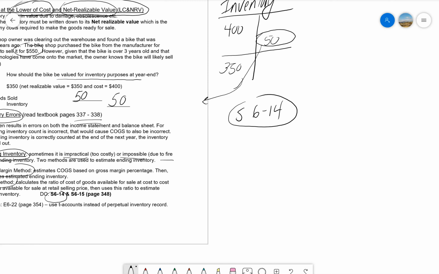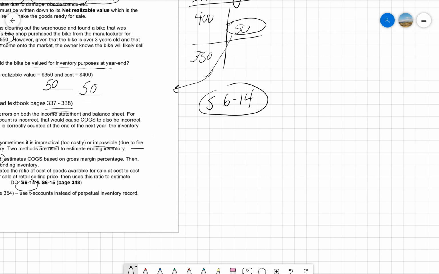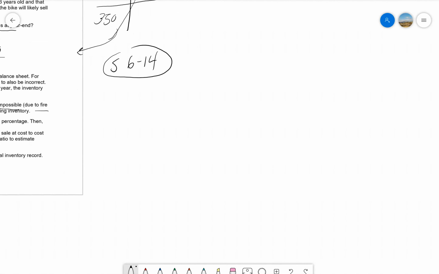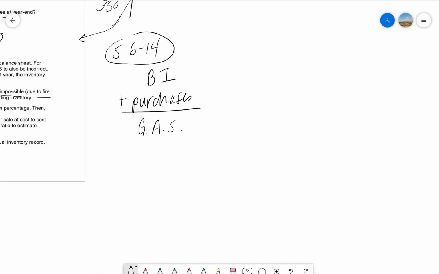We're given some information of the company's beginning inventory, their purchases, and what their sales revenue and gross margin were for the year. Now, when we use the gross margin method to estimate ending inventory, think about the cost of goods sold equation. Remember the cost of goods sold equation? Beginning inventory plus our purchases equals our goods available for sale. And remember, our goods available for sale are either going to be sold and become our cost of goods sold, or they're going to remain unsold and become our ending inventory.